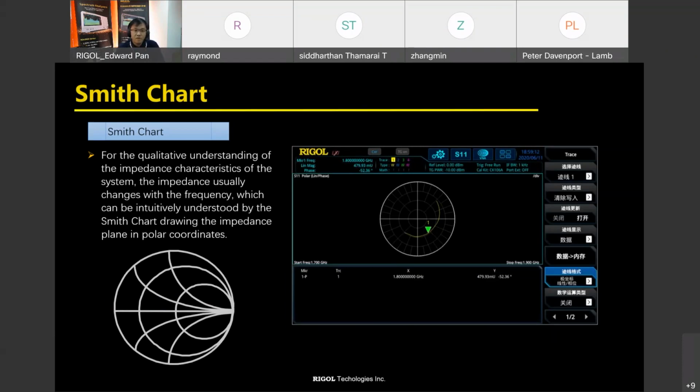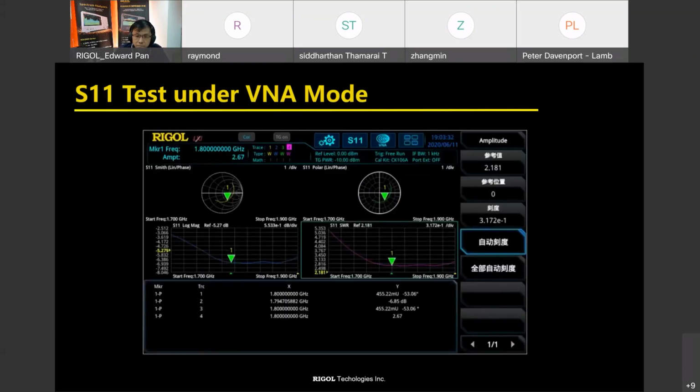So for understanding the impedance characterization of the system, the impedance usually changes with the frequency, which can be intuitively understood by the Smith chart showing the impedance plane in polar coordinates. That is the whole measurement diagram like this one. So you can see the parameters here. That is the complex conjugate information here.